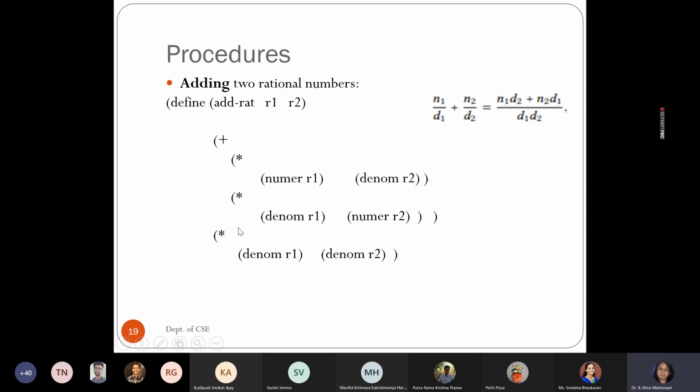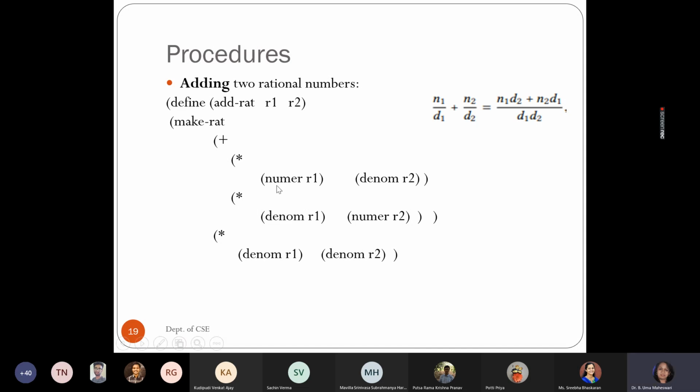And if you look at the other parameter, it is the denominator d1, d2, right? So the denominator of r1 and r2, this is the other parameter. If you look at the brackets, just see carefully: add-rat. You are going to define add-rat taking the parameters r1 and r2, and inside the body, what are you doing? There are two parameters: one is this one and the other one is the denominator part. The calculation of the numerator part and the calculation of the denominator part as per the equation, right?